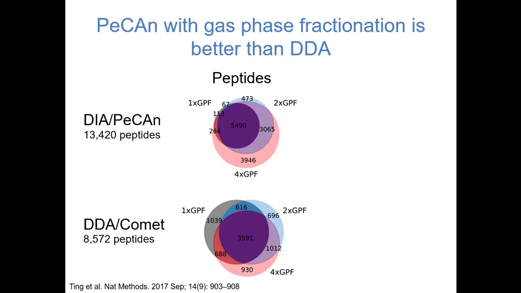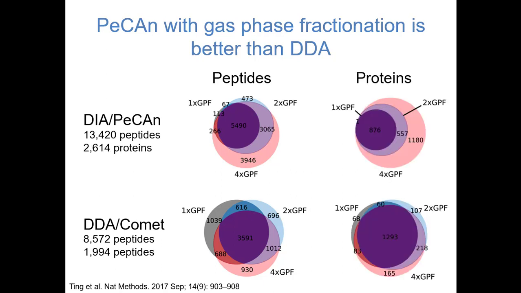On the other hand, DDA actually doesn't benefit from narrowing down the precursor isolation window, because basically the only thing you get is more chances of trying to detect peptides. It's like a bunch more replicates, and that's the only advantage. So the difference between 1 gas phase fraction with DDA versus 2 versus 4 doesn't really improve at all. And if you look at the number of peptides in the 4 gas phase fractionation samples, you can do better with Pecan than you do with DDA. That's the take-home message here.